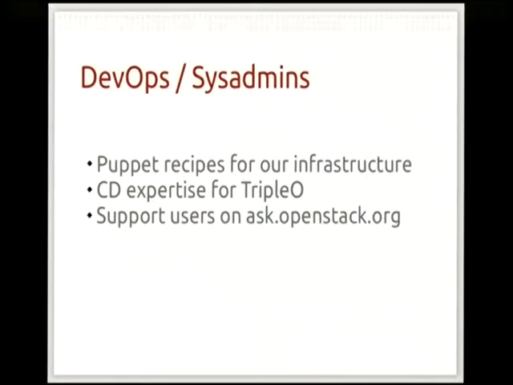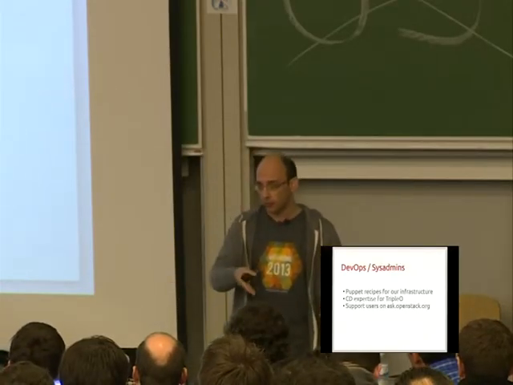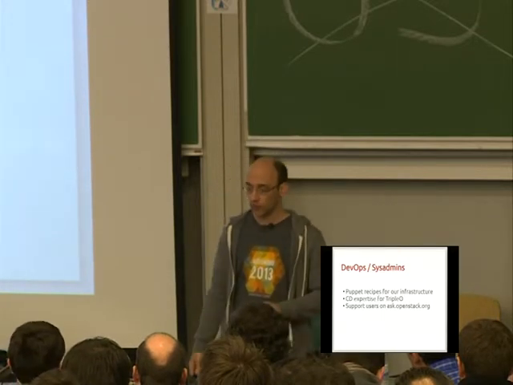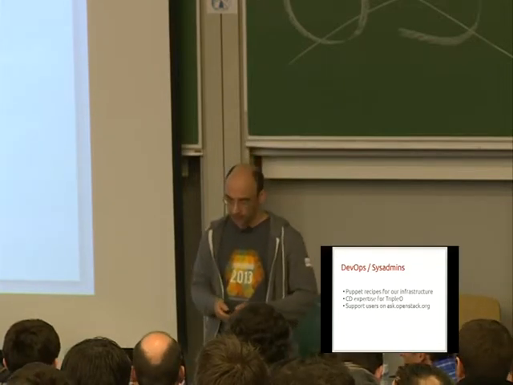But then we also need DevOps and sysadmins. We run our whole infrastructure using Puppet. So if you like to write Puppet recipes, it's actually quite easy to contribute. Our whole infrastructure is also completely open source and pushed to Git repositories. So it's completely open. You can look and see. And if you're interested, I'm pretty sure Jim will be happy to discuss with you.